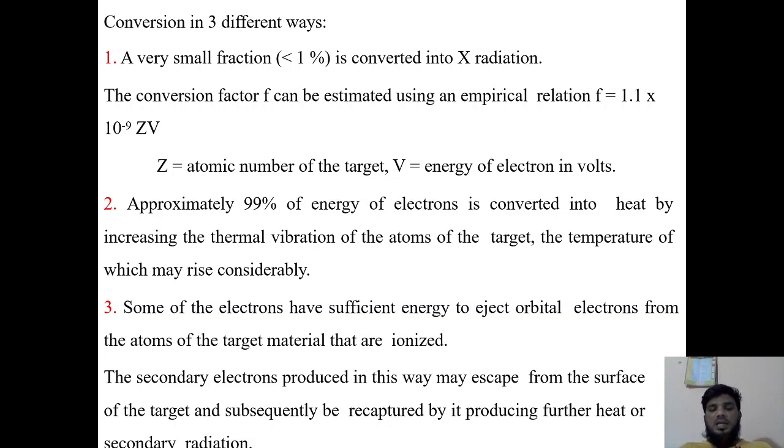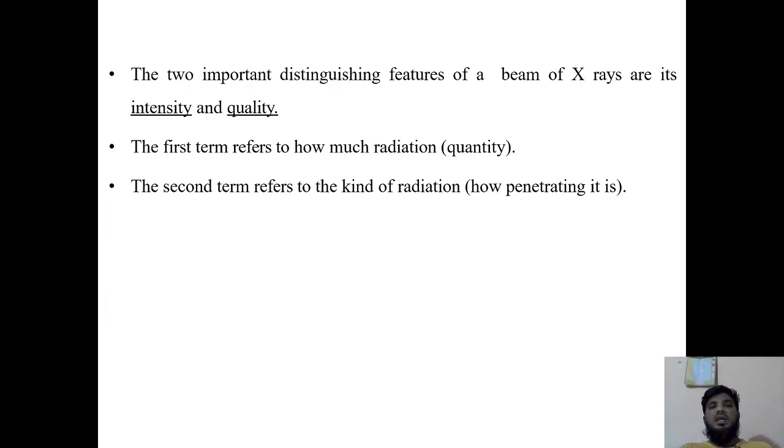The electrons which are present inside the anode will be called secondary electrons, which will try to escape from the surface of the target and are subsequently recaptured, further producing heat and secondary waves. The two important things to distinguish are when the X-rays are being generated, how intense the X-rays we are generating, and what is the quality.